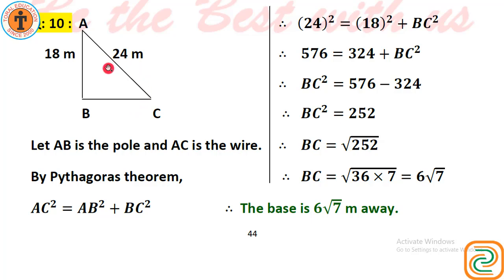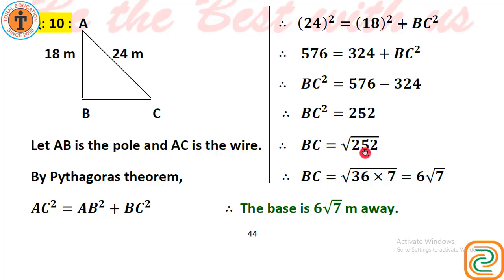Again here, simple Pythagoras. Let AB be the pole, AC the wire. By Pythagoras theorem, AC square equals AB square plus BC square. Here, 24 square equals 18 square plus BC square. 24 square is 576. That equals 324, the square of 18, plus BC square. So BC square equals 576 minus 324. Therefore BC square equals 252, and therefore BC equals root 252.